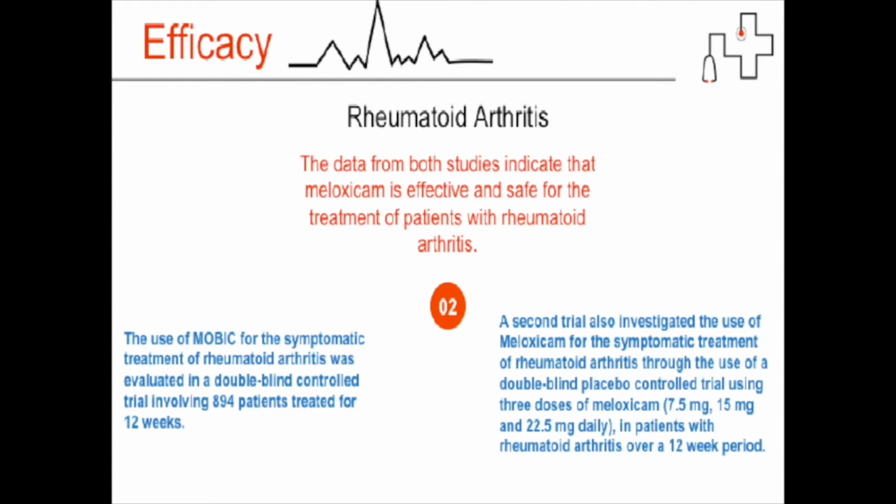observation. A second trial also investigated the use of MOBIC for the symptomatic treatment of rheumatoid arthritis. This double-blind placebo-controlled trial used 3 doses of meloxicam, 7.5 mg, 15 mg, and 22.5 mg daily. In the patients with rheumatoid arthritis over a 12-week period, for this parameter, all 3 doses of meloxicam were more effective than the placebo for the duration of the study.